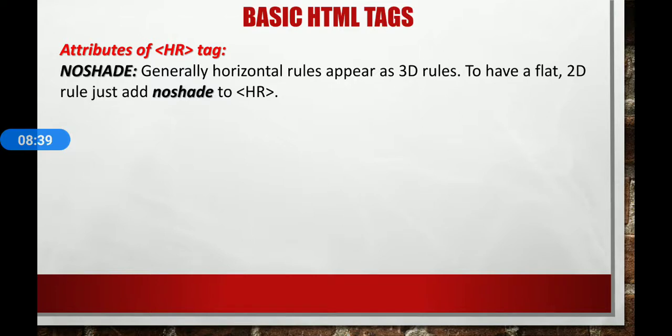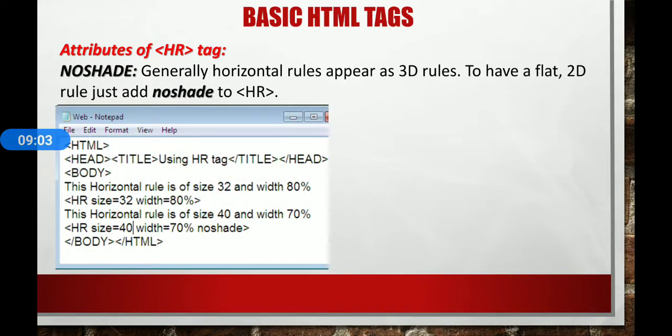One more attribute you can use with the HR tag is noshade. As you've seen in the last program, the bigger horizontal rule appears as a 3D rule. To have a flat 2D rule, just add noshade to the HR tag. Here, the first HR tag is given without the noshade attribute, and the next one is given with the noshade attribute. So here is the difference between both.